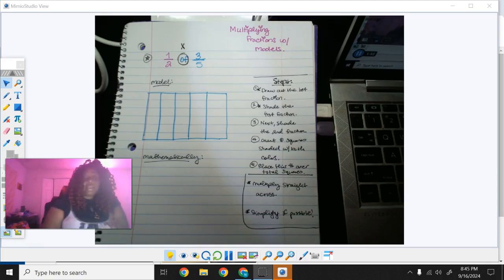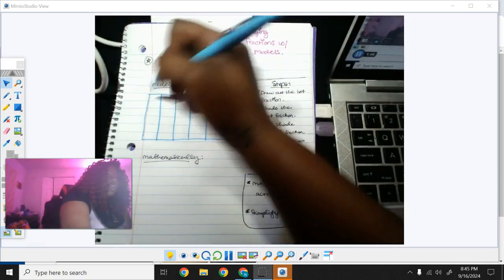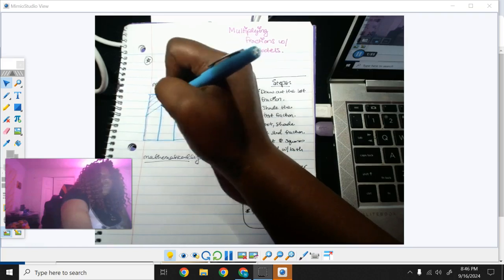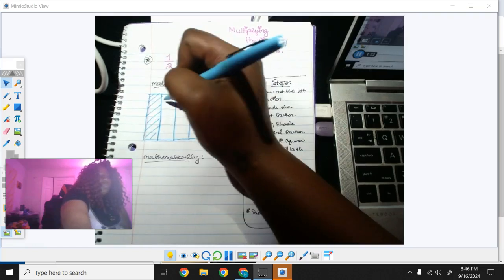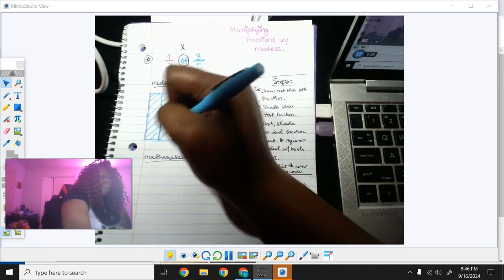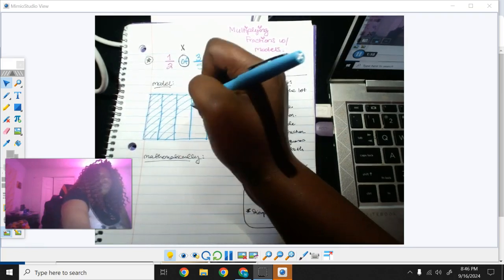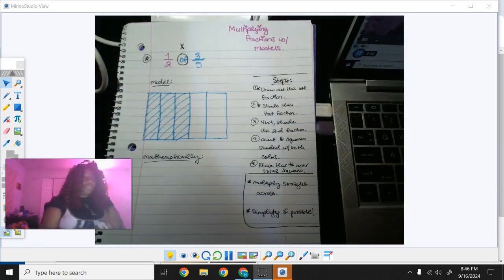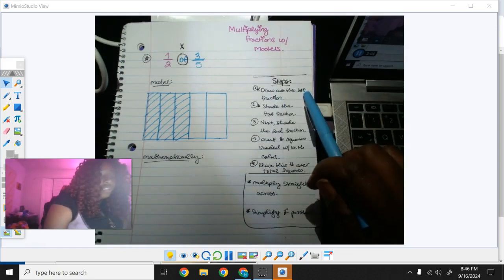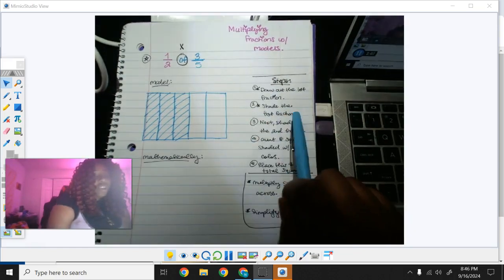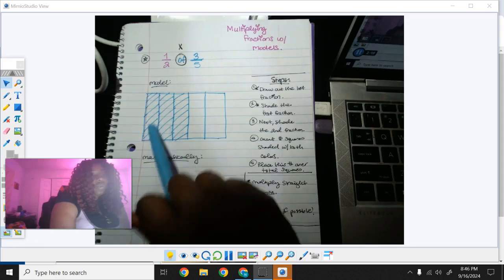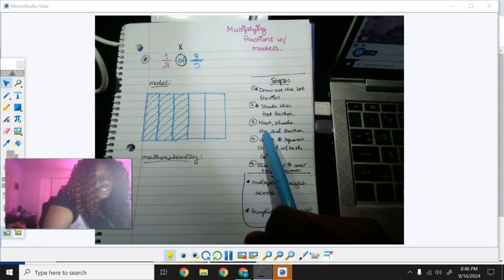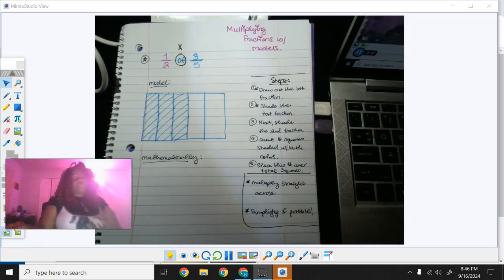And from that, I'm going to shade 3 of those 5 squares, because my fraction is 3/5. Perfect. Now, I've drawn out the first fraction, which is 3/5, and I've shaded 3 out of 5 squares. Now, I'm going to shade the second fraction.